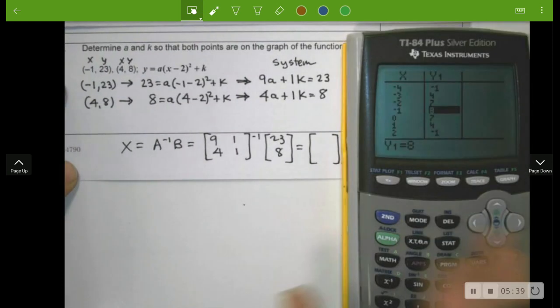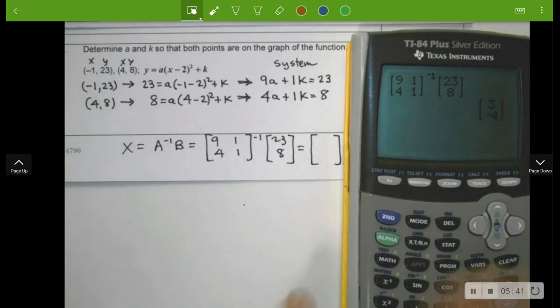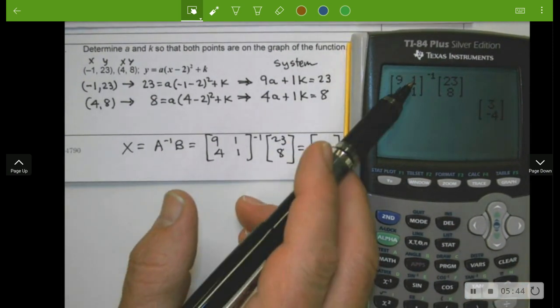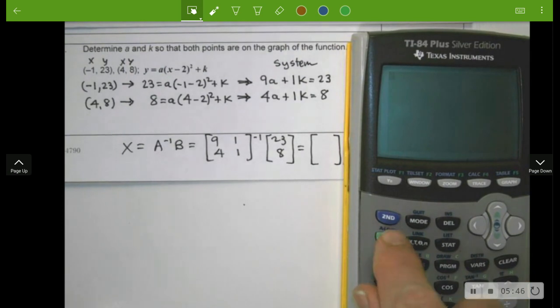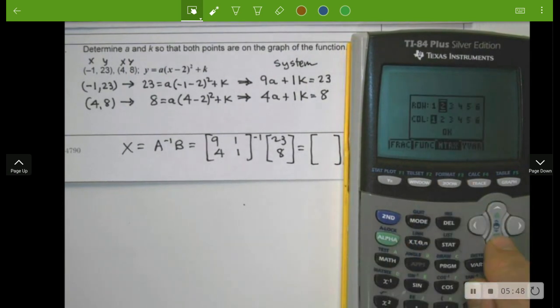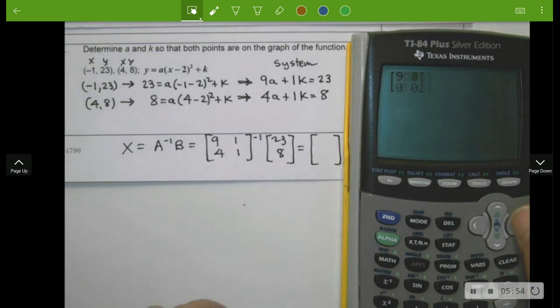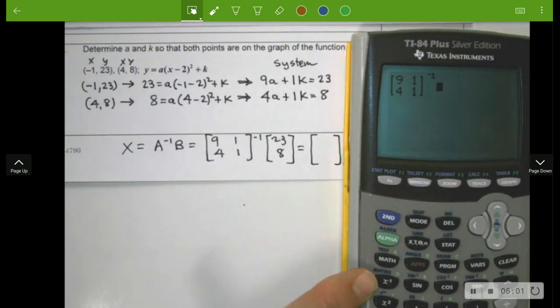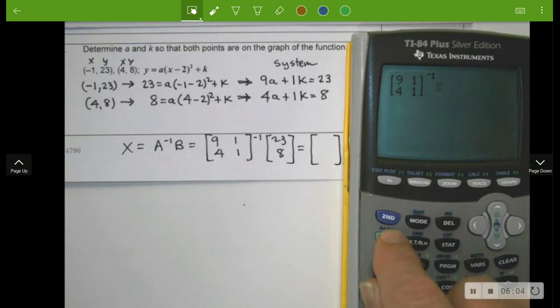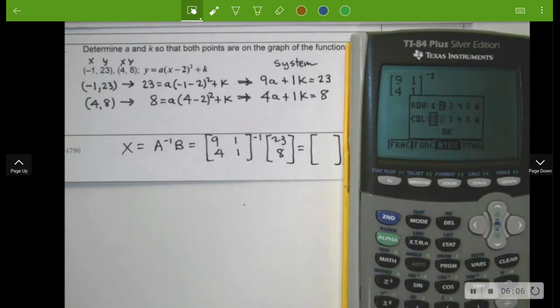So I'll pull my calculator up, and you can see that I've typed in 9, 1. Let me actually do it with you. Alpha zoom 2 by 2. Type in 9, right arrow, 1, right arrow, 4, right arrow, 1, right arrow. And then you want to hit the little inverse key. I'm pointing at it right here. And then you go back to alpha zoom, but you make a skinny 2 by 1 matrix with the numbers 23 and 8 in it. Remember to navigate with your right arrow.